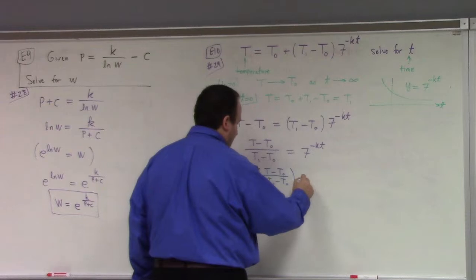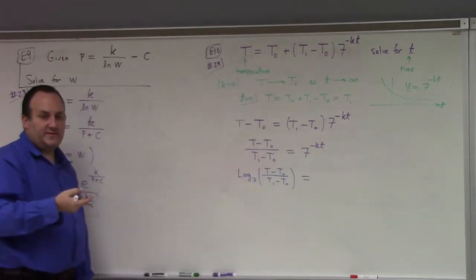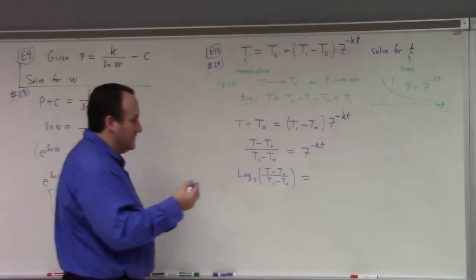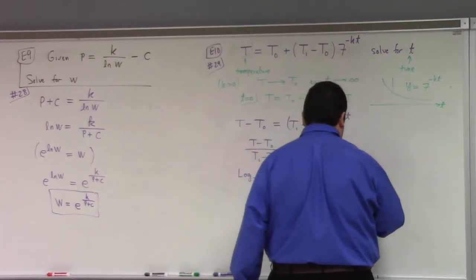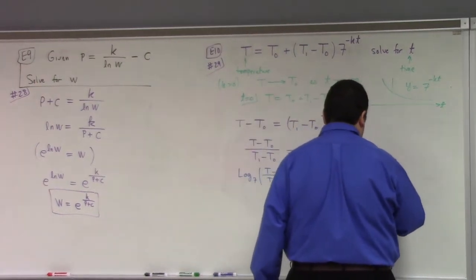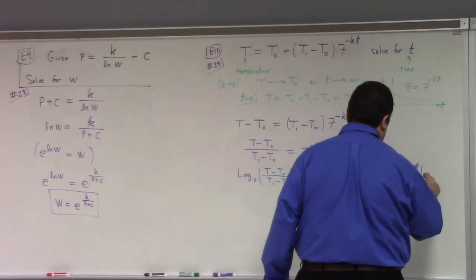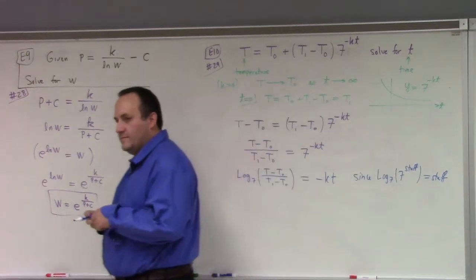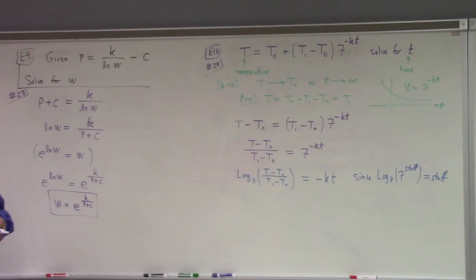So what happens when I take log base 7 of the right-hand side? What do you get back? You just get back the exponent, the argument in the exponent, right? You just get back minus kt. Right? So my stuff here is just minus kt. And hey, one more move, we got it.